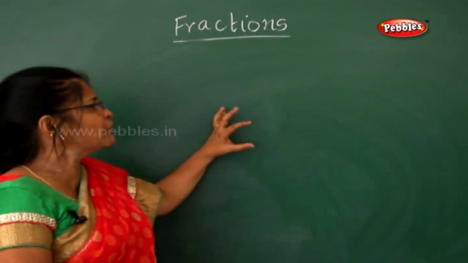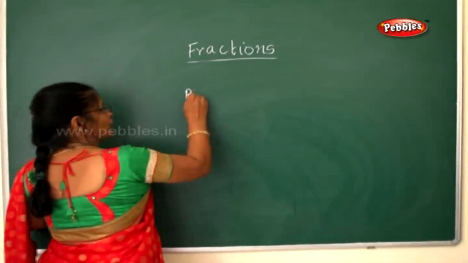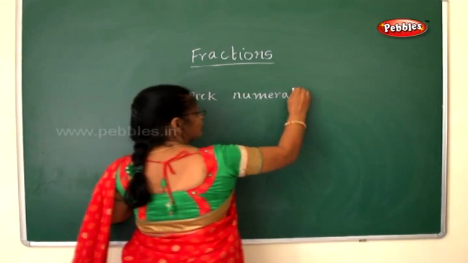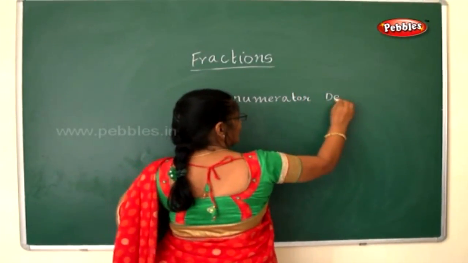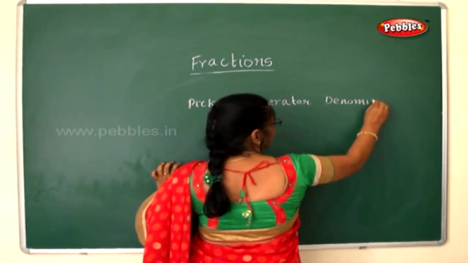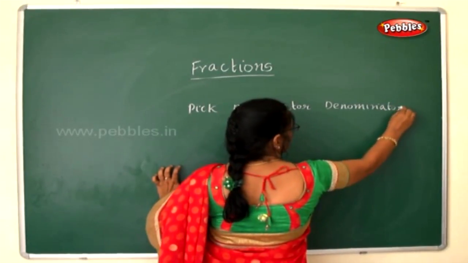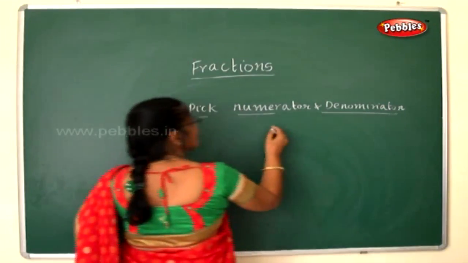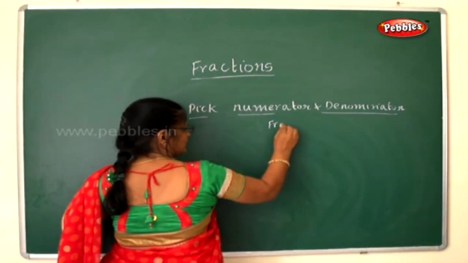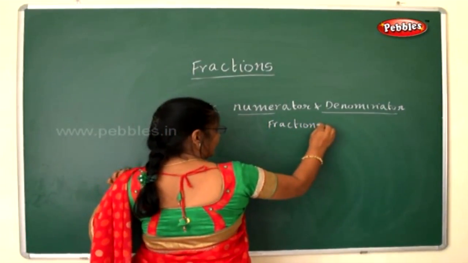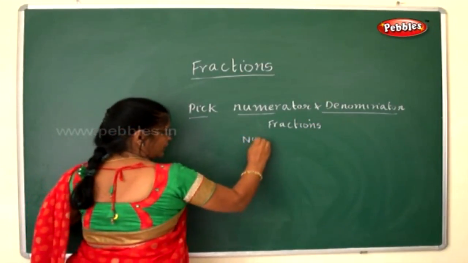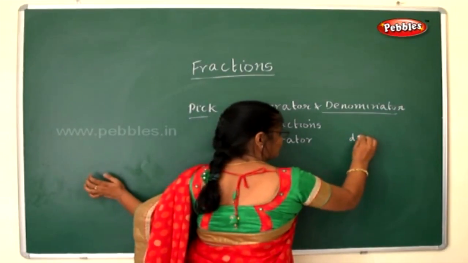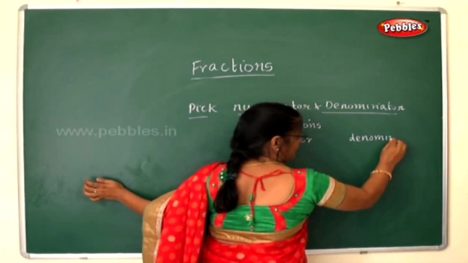Now we will do a little bit of practice. Pick out the numerator and denominator in the given fractions. What you have to do is, in the numerator box, you have to put the numerator, and in the denominator box, you have to put the denominator number.